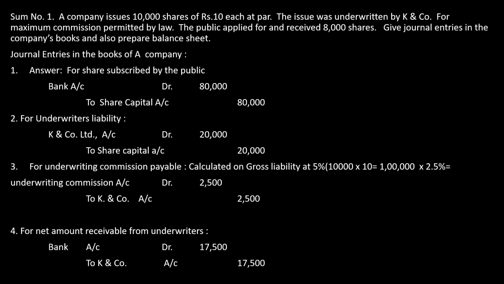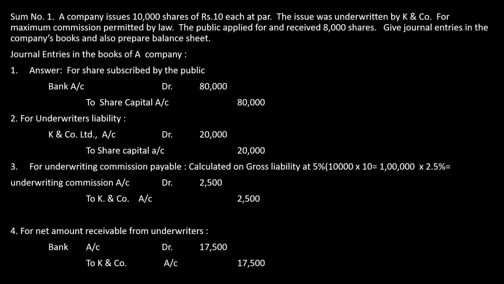A simple one. In the first case, I'm going to find the net liability of the underwriter. What will be the net liability of the underwriter? Here it is only one underwriter, K and Co, which means 10,000 is the gross liability. Out of 10,000, 8,000 shares are received by the public, so the remaining will be 2,000. So 2,000 will be the net liability.